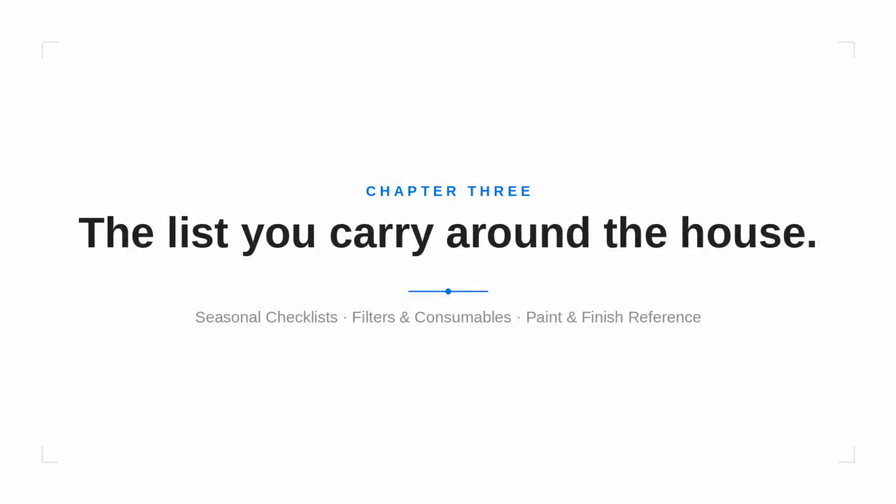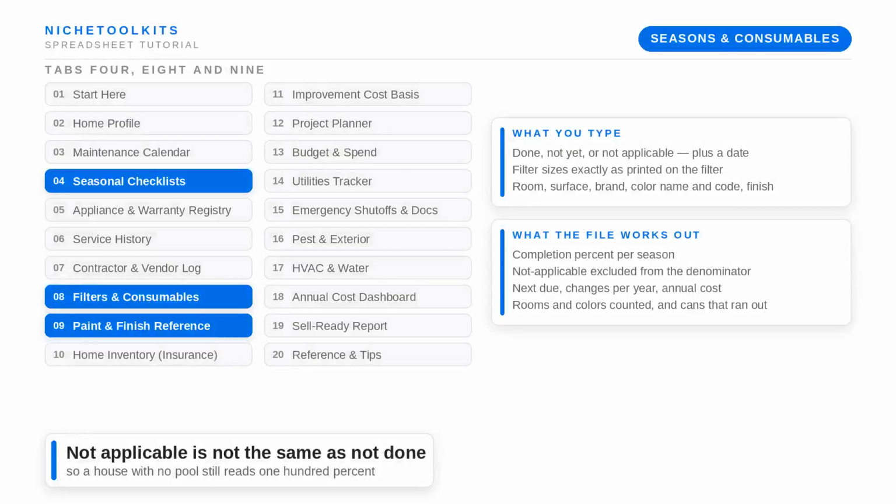Chapter 3. The seasonal lists, the filter sizes, and the paint codes. Seasonal checklists is the print-ready page you carry around the house. Each line is done, not yet, or not applicable, and that third option matters. A house with no pool and no septic tank should still be able to reach 100%, so anything marked not applicable drops out of the denominator entirely.